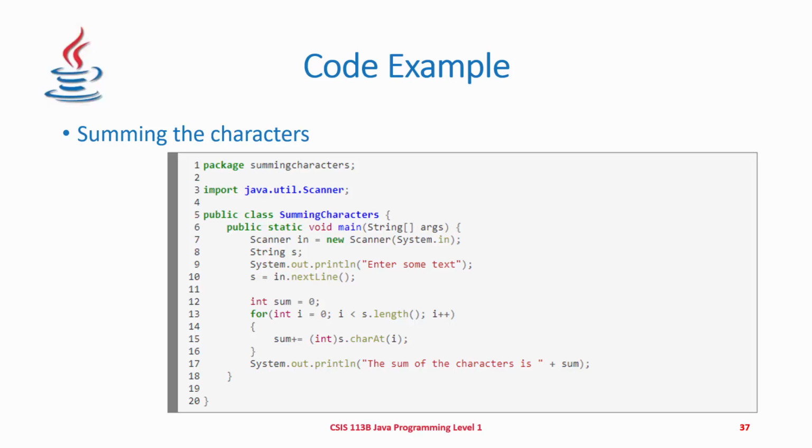So we've checked each character, taken the value of each character, converted it to an integer, and added it to our sum variable each time through the loop. And then once we exit the loop, we just print the sum of the characters is, and then the value of sum, which would be the total of all characters in that string.